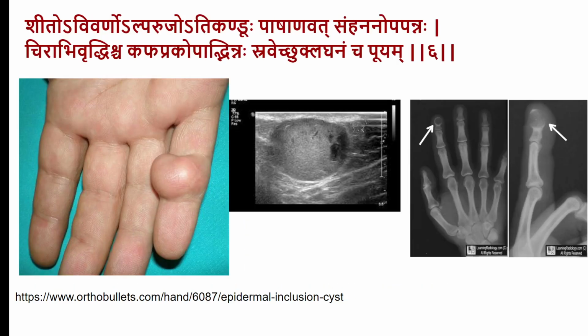Now, in the case of Kaphaja Granthi, shito avivarnah alparujo atikanduh pashanavad samhananopapannah chiravriddhih kaphaprakopat, bhinnasrave shuklam ghanam cha puyam. One of the possible complications, or rather terminations, of the cyst is that it may be calcified. The contents may become calcified, and particularly this is more common in cysts which are exposed to pressure parts of the body, like the ganglion cysts which are present over the tendons, or it can occur in any of the cysts as such.